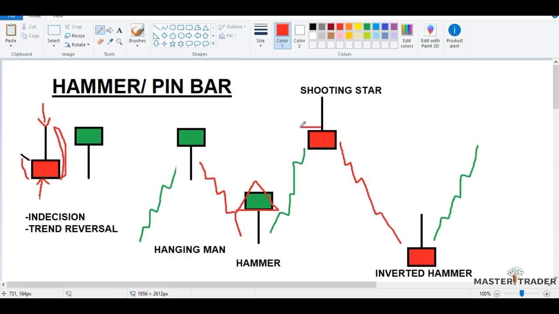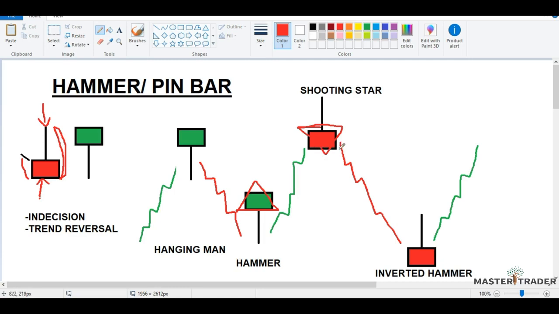Now again, you can do the same thing here. Draw this down arrow, like this, and what is it indicating? That price wants to move lower. This down arrow means price wants to move lower. So very, very strong reversal pattern.